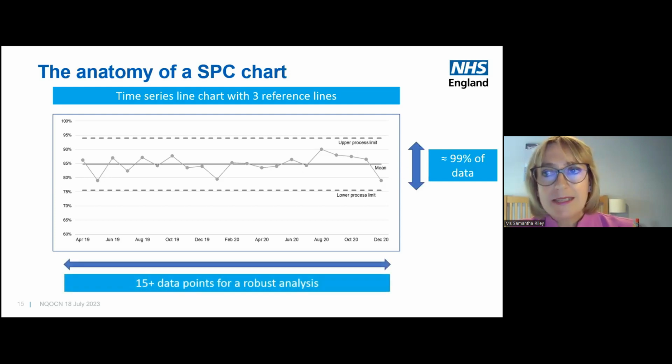Now, we do need a certain number of data points to create one of these charts to make it robust. If we've got 15 or more data points, we've got enough data. Then in England, this really isn't a problem for us because people are collecting a huge amount of data. If you've got less data than this, that's when we would recommend a run chart.